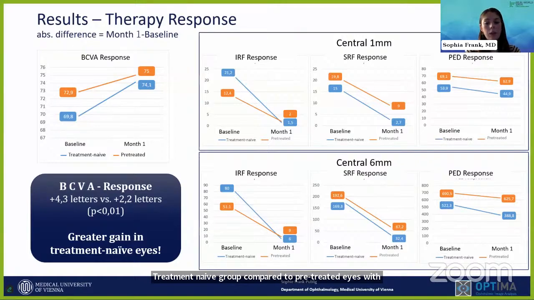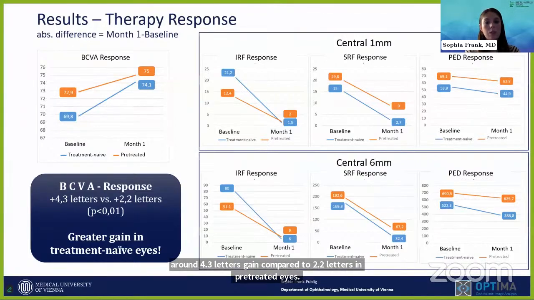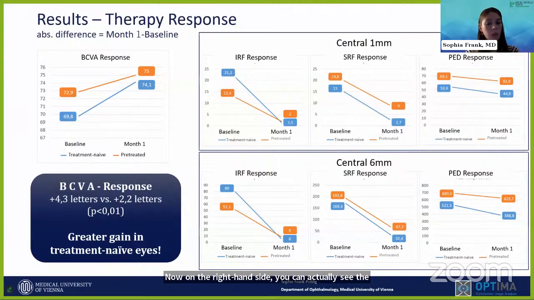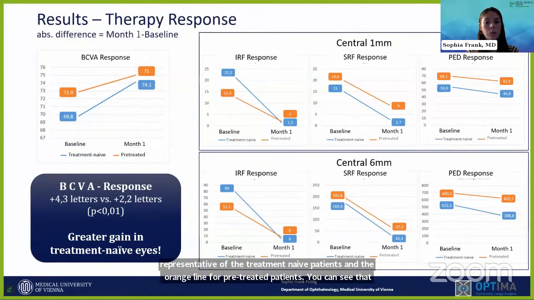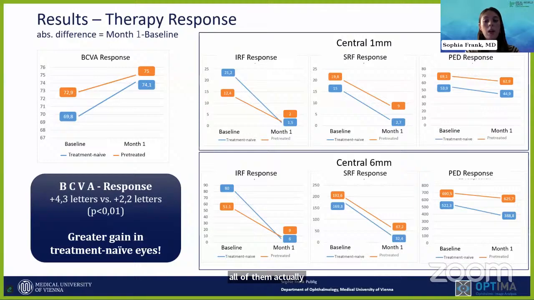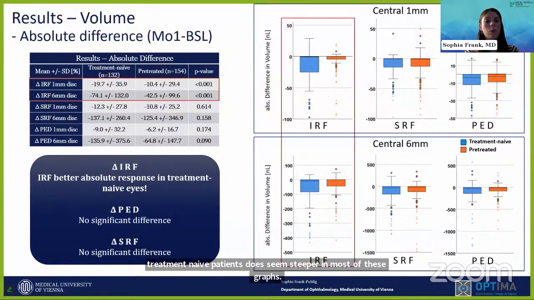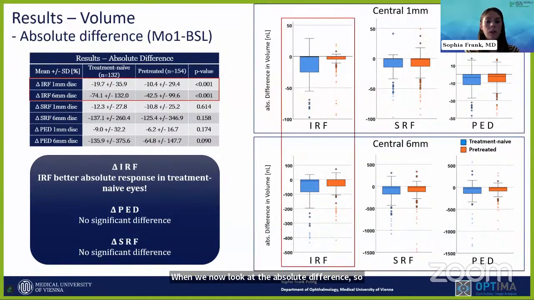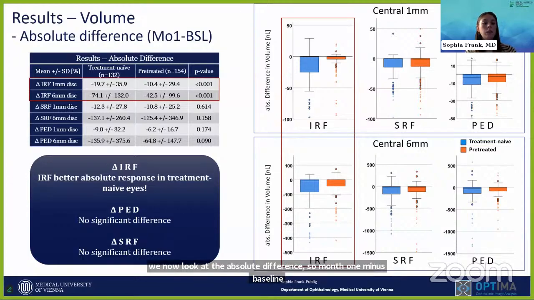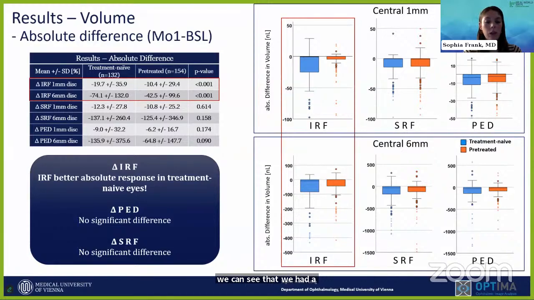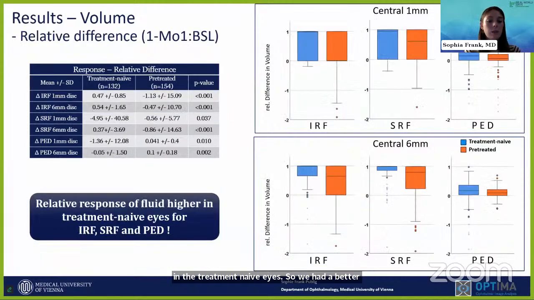Now, on the right-hand side, you can actually see the fluid response of all patients. The blue line is always representative of the treatment-naive patients, and the orange line for pre-treated patients. You can see that all of them actually responded, but the blue line of treatment-naive patients does seem steeper in most of these graphs. When we now look at the absolute difference, so month 1 minus baseline, we can see that we had a significant effect on intraretinal fluid in the treatment-naive eyes. So we had a better absolute response in these eyes. But we still had these differences at baseline.